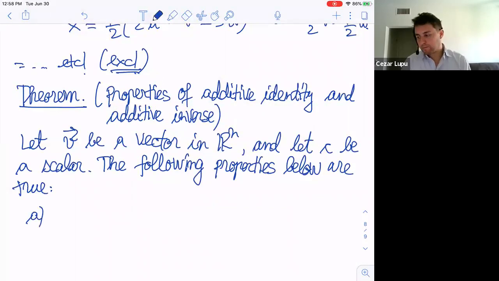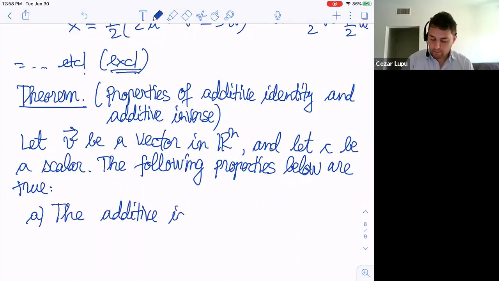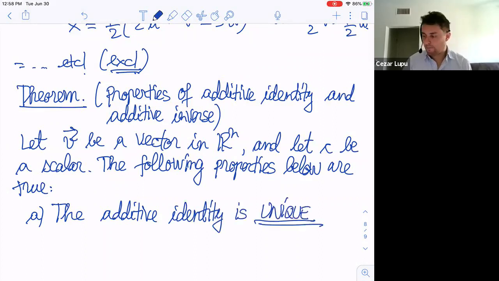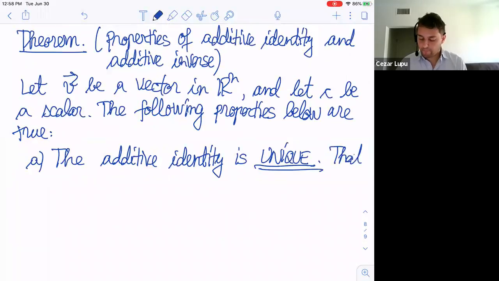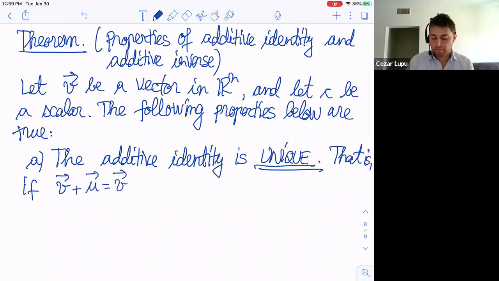A, let me write it in words: the additive identity is unique. This is very important. Let me explain what this means. That is, if v vector plus u vector equals v vector, then the u vector must be the null vector, right?